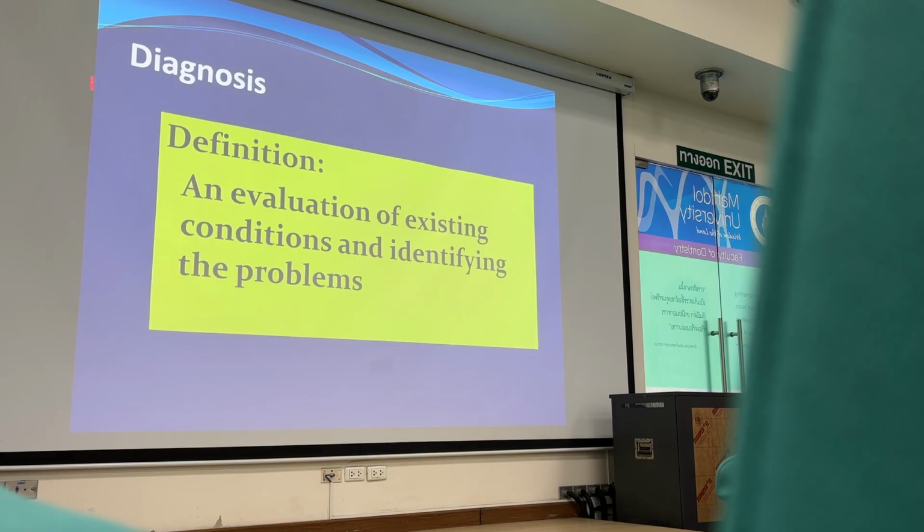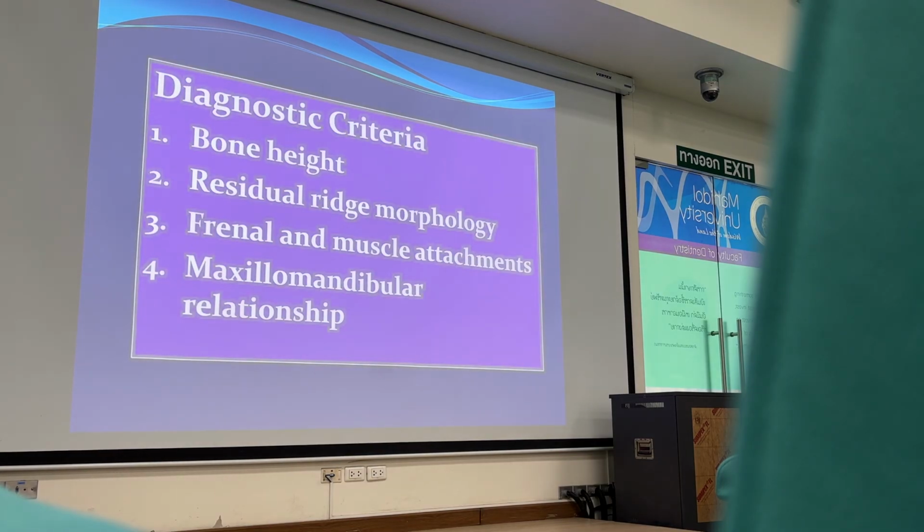For the diagnosis, definition and evaluation: it means an evaluation of existing conditions and identifying the problems. This is for the diagnostic criteria. You have to find the bone height, residual ridge morphology, frenum and muscle attachment, and maxillomandibular relationship. You have to find the right position between maxilla and mandible. Right now you have the teeth, right? When you bite, it is maybe like MIP. When you bite, MIP and CR are the same position. Dentition and pigmentation.